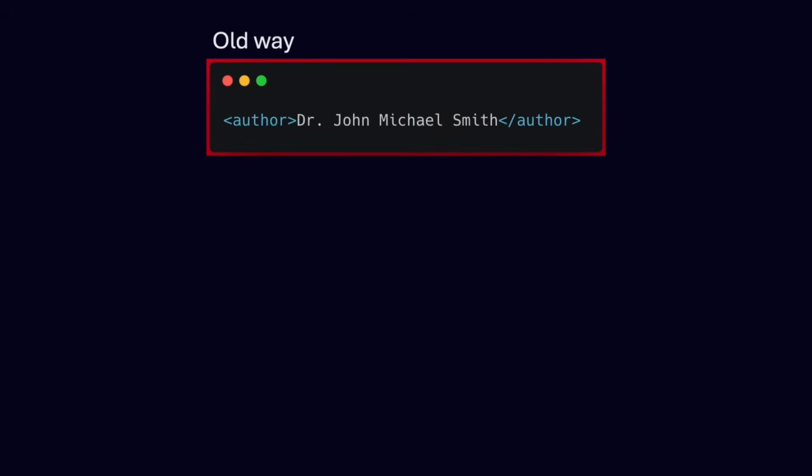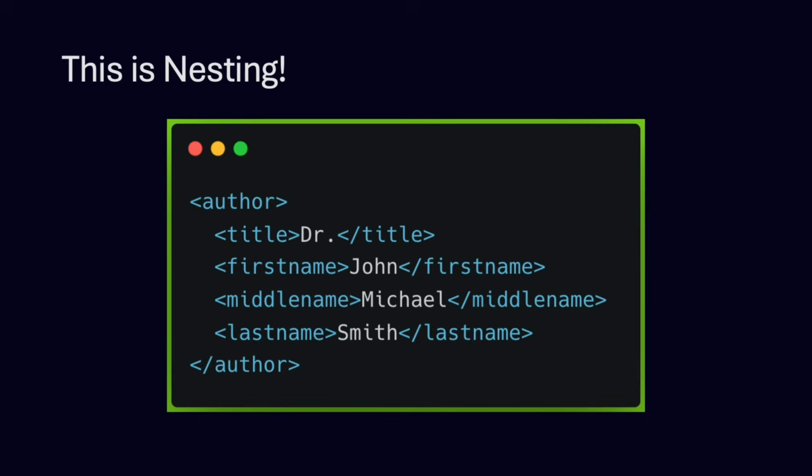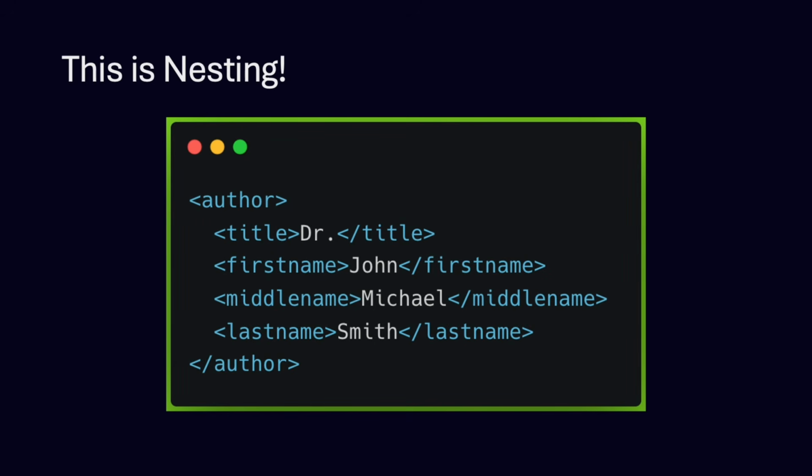The old way was that I had an author tag, and the writer would put all the information related to the author inside that tag. In the new way, I have the same author tag, but I want explicit subparts inside of it. Title, first name, middle name, last name. These are the subparts explicitly defined for the author tag. Notice what's happening here. The author tag now contains 4 other tags inside it.